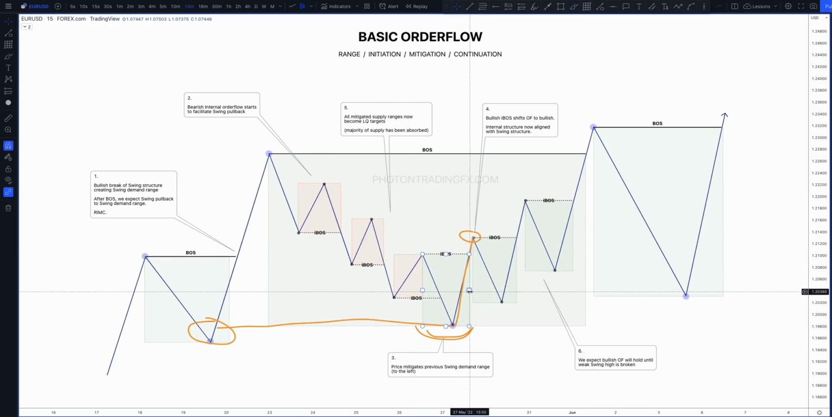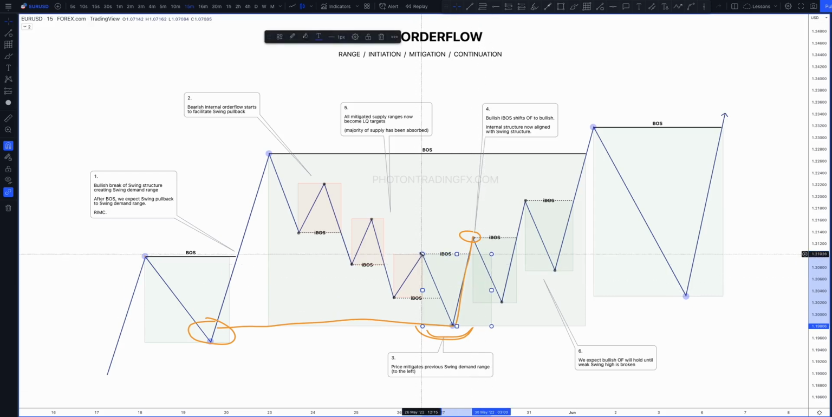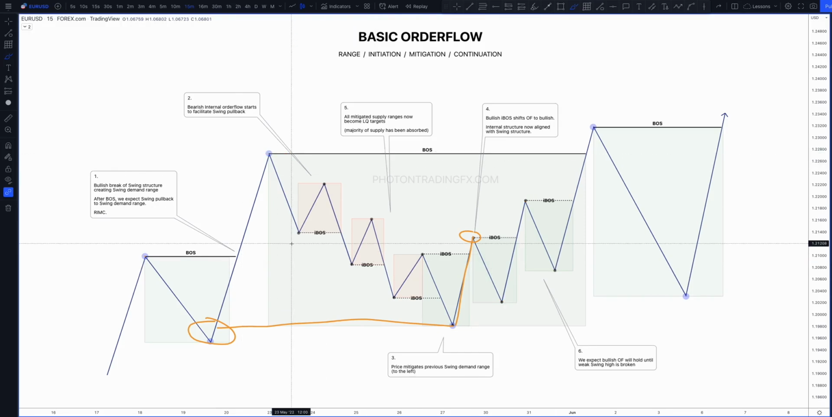So now we have this new internal demand range, right, from the low to the high, and we drag it across to where it breaks. And now we can look for what? Now we can look for those internal higher highs and higher lows, which we expect to continue until it takes out the weak high. So this is exactly what we were just looking at before in the advanced market structure.